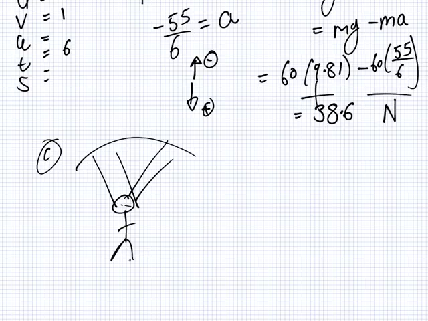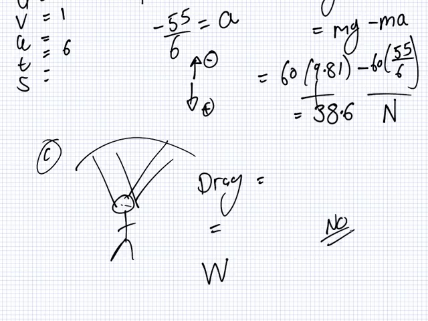For the rest of the journey, his drag will equal his weight. 60 plus the parachute. No, it'll just equal his weight. So the drag will only be 60 g. Looks like it'll be more. 588. Anyway, the answer is: will it be the same? No.